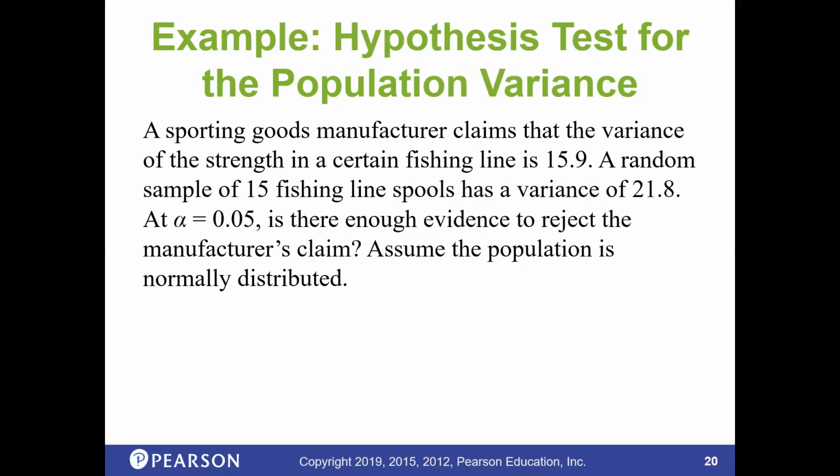So put down HO, the null hypothesis, put down HA, the alternative hypothesis, if you can. So what's the claim by the manufacturer? That the strength in a certain fishing line is 15.9. That's their strength right there. So that the variance of the strength is 15.9. Okay, so variance would be the squared unit of that. So it's sigma squared each time.